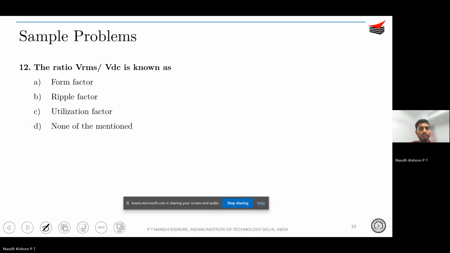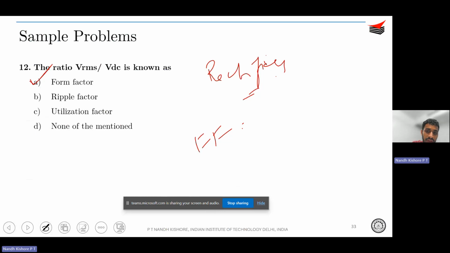So the ratio VRMS by VDC is known as what? Form factor, ripple factor, utilization factor, or none of the mentioned. This is a basic definition that you might have learned in rectifiers. That was the very first module taught in this course. VRMS by VDC is known as the form factor. Form factor equals VRMS by VDC.